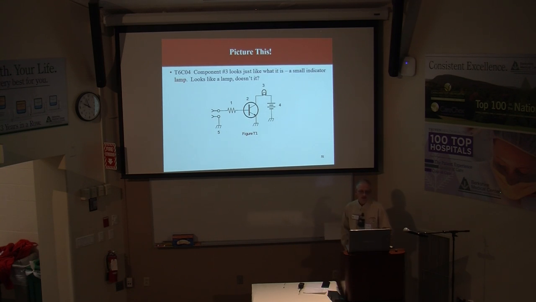Component 3 looks like what it is, a small lamp. Looks like a lamp, doesn't it? Looks like an LED. It takes voltage to make this circuit work. And we get the voltage from the battery, which is component number 4.